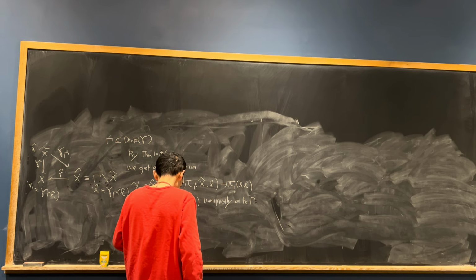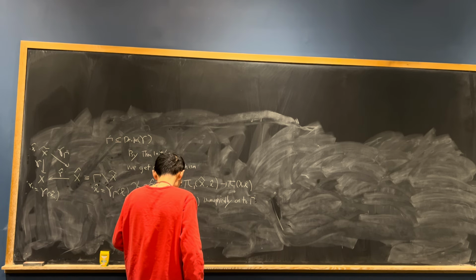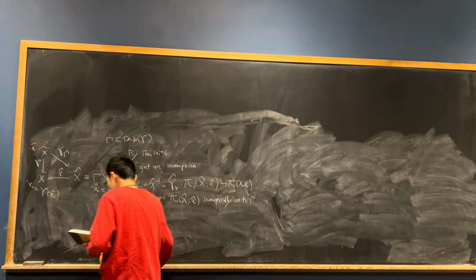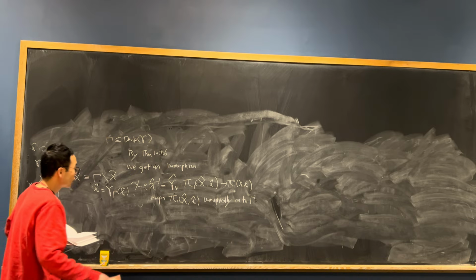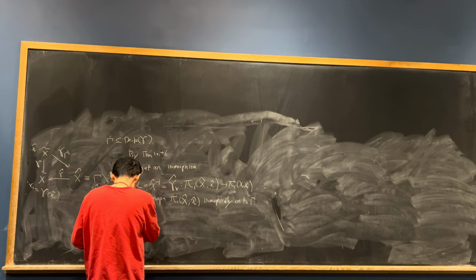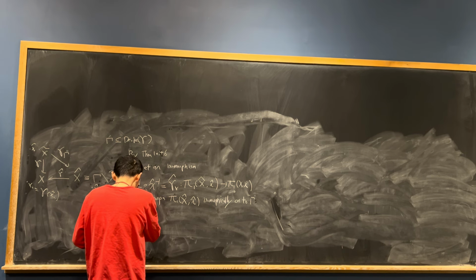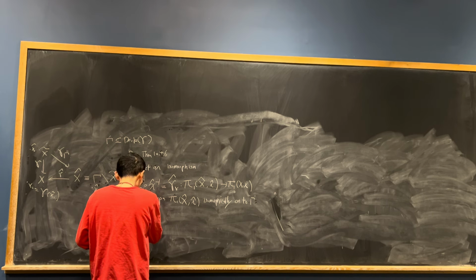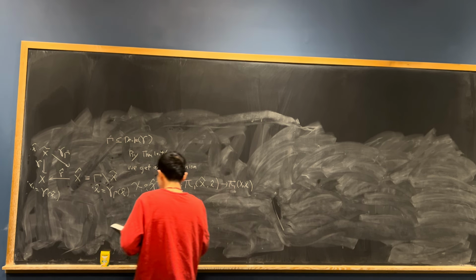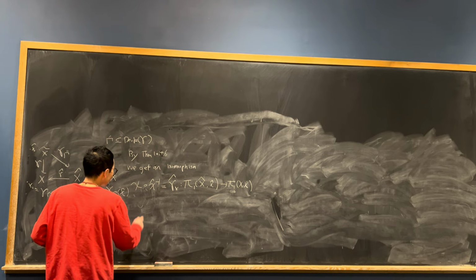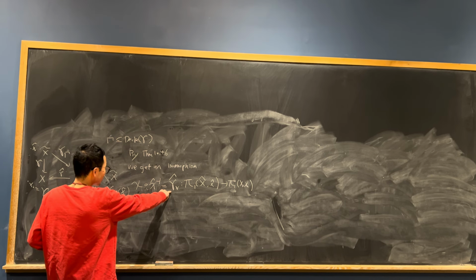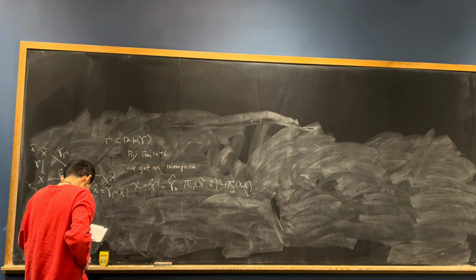Sorry, I forgot this. So we are claiming that this chi composed with chi hat inverse is the same thing as gamma push forward.